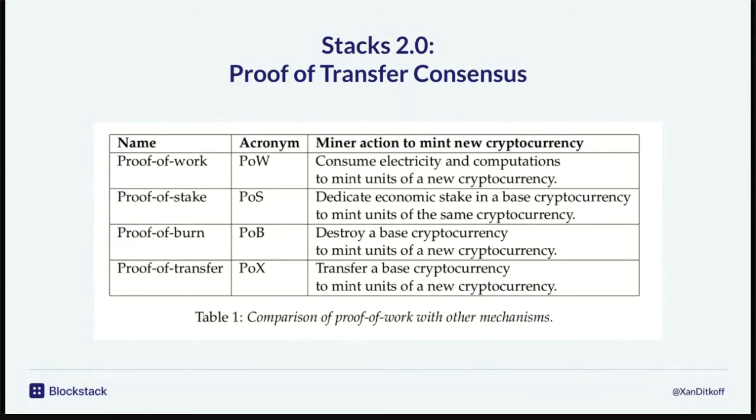Proof of burn was actually what the Stacks 2.0 upgrade was going to use as its consensus mechanism before we developed proof of transfer. And I actually think of proof of transfer as a generalized form of proof of burn. Another way of putting it is proof of burn is a type of proof of transfer where you are taking a base cryptocurrency and you are destroying it in order to mint units of a new cryptocurrency. Another way of thinking of that is you're actually transferring the base cryptocurrency to an unrecoverable address. So proof of transfer does the same thing, but you can transfer the base cryptocurrency, in Blockstack's case, Bitcoin, to different places to create additional incentives on the network. And we'll take a look at what that can look like in a second.